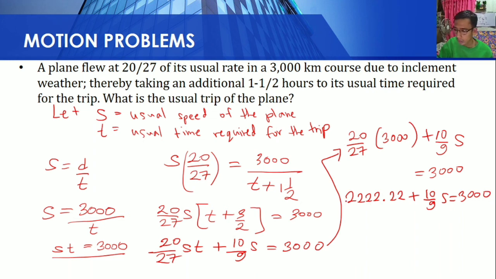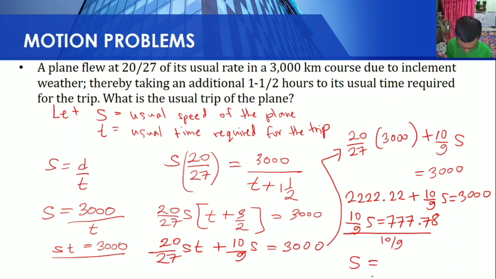So, let's move the 2,222 to the other side. What remains is 10/9 S is equal to 3,000 minus 2,222, which will be 777.78. So, let's get the value of S. Divide both sides by 10/9 so that only S remains. S is equal to 700. So, 700 is the usual speed of our plane, 700 kph.